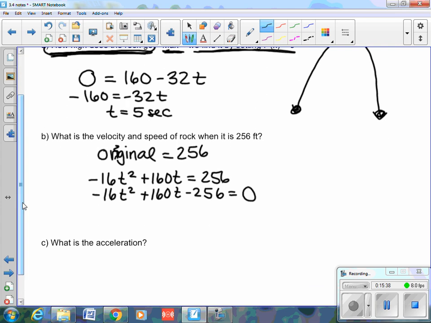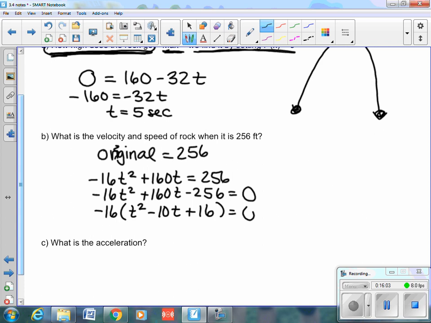I don't like a negative 16, so I can take the negative 16 out. 16 times 16 is 256, I think, isn't it? Yes, it looks like it. Negative 16 I took out, so you're going to have t squared minus 10t plus 16.